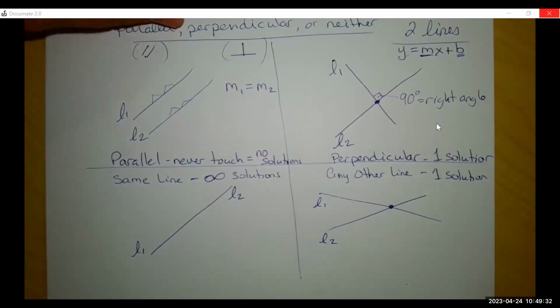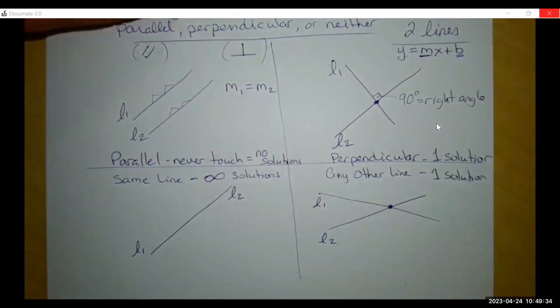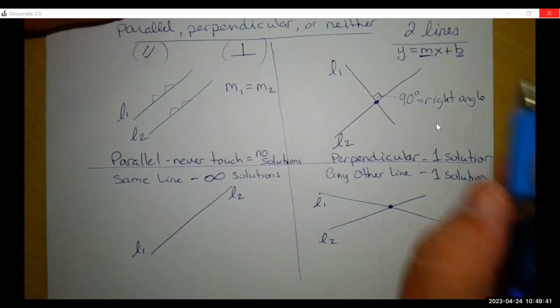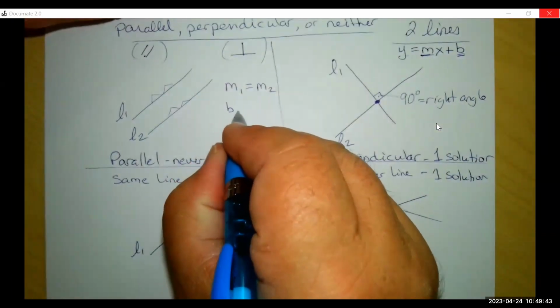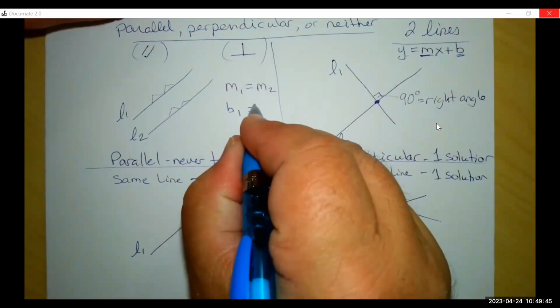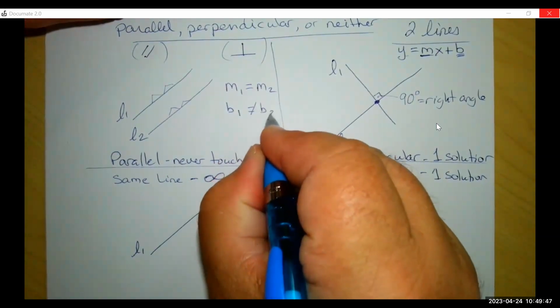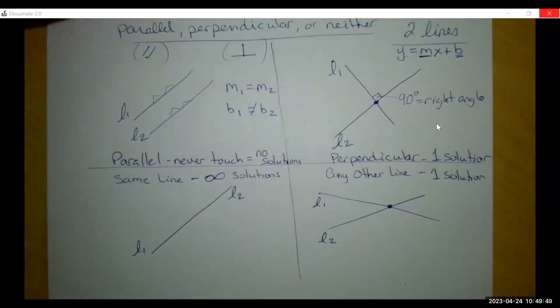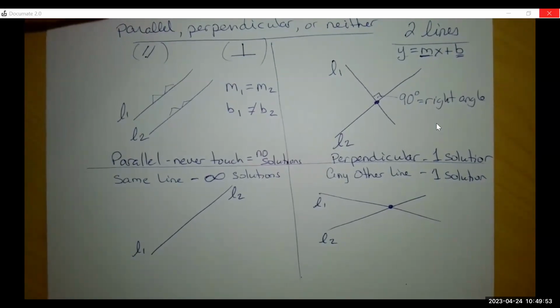If the slopes are the same, how do we know that they're different lines? They have to cross at different y-intercepts. They have to cross the y-axis at two different points. They have the same slopes, but two different y-intercepts.